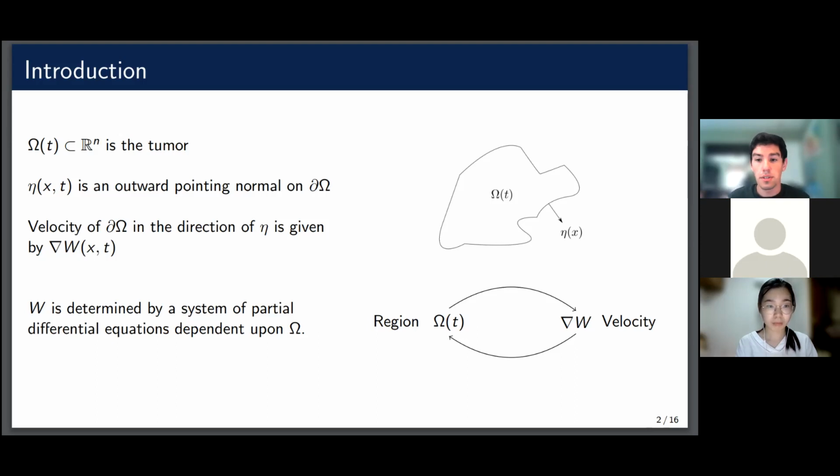Now, because the velocity describes the change in the boundary of the region, it describes the change in the region itself. However, this function w is dependent upon a system of partial differential equations, which are determined by that region itself. And so that will help us define a new velocity, which will help us find a new region and a new velocity back and forth in this sort of cyclical relationship.